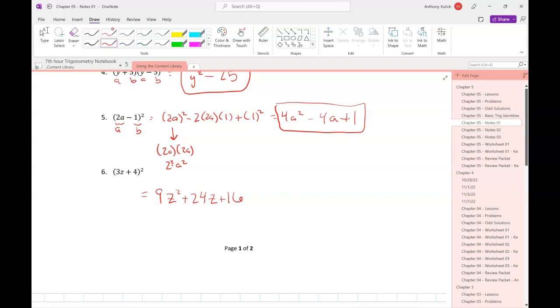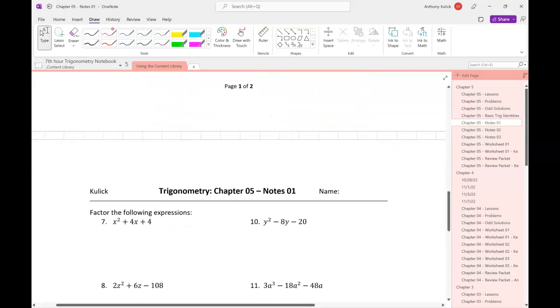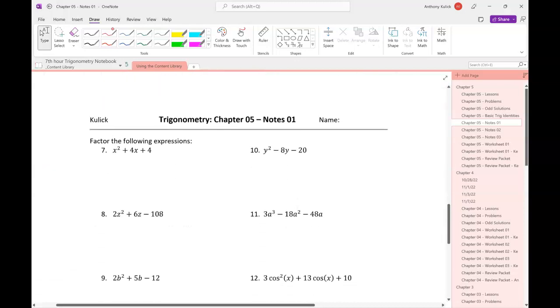Who got 9z squared plus 24z plus 16? You all should have gotten that. Any questions on that so far? Okay. What now?